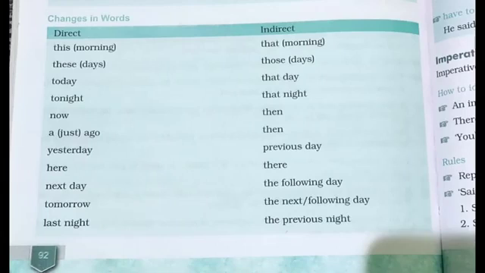Now see, changes in words. This becomes that, these becomes those, today becomes that day, tonight becomes that night, now becomes then, just ago becomes then, yesterday becomes the previous day, here becomes there, next day becomes the following day, tomorrow becomes the next day, last night becomes the previous night. So these are the changes that are there in the words.